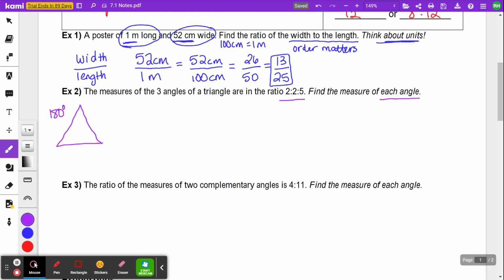So we have a couple of things here. When you're talking about finding these measurements, first you have to find the total amount that you're talking about, which is 180 degrees for us. So this is our total, okay? Then you have to find the total parts in your ratio.